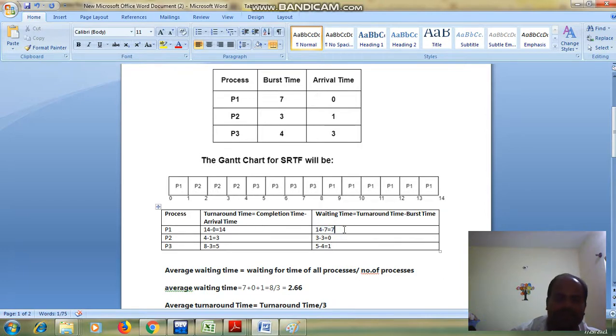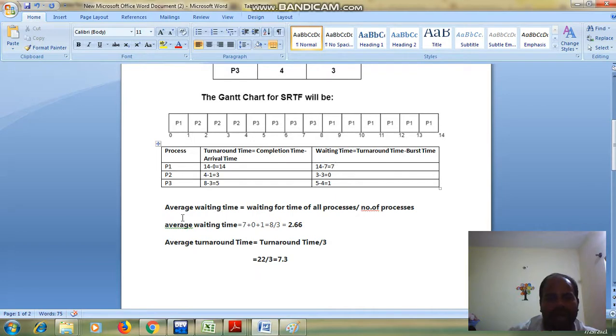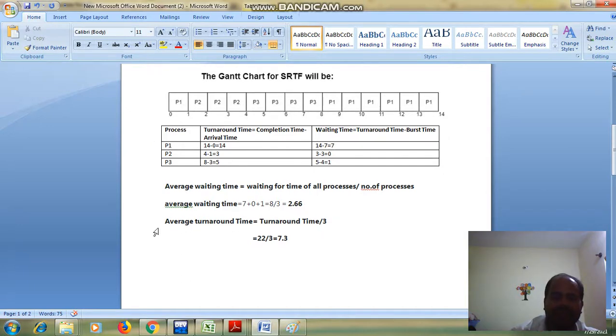Now, how to find the average waiting time? Average waiting time equals the waiting times of all processes divided by the number of processes. Total waiting time is 7 plus 0 plus 1, which is 8. 8 divided by 3, since the number of processes is 3, equals 2.66. Next we find the average turnaround time, which is total turnaround time divided by 3. Total turnaround time is 14 plus 3, 17, plus 5, 22. 22 by 3 is 7.3.